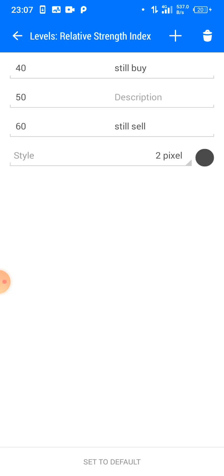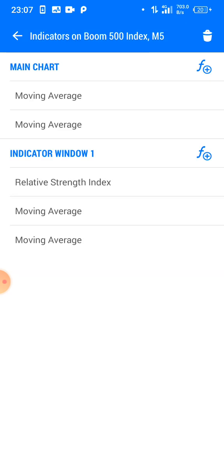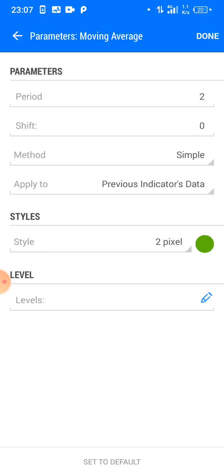For level 40, you can add the description still buy. Level 60, the description still sell. This is just to make you understand what I'm going to say, so make sure you add this description on your chart. And we're going to be adding a moving average. The period is going to be 2. The method is simple, so it's different. We are not using exponential now. We are using method simple.